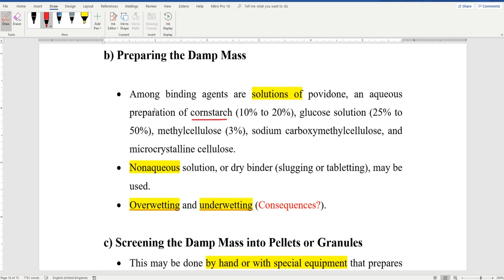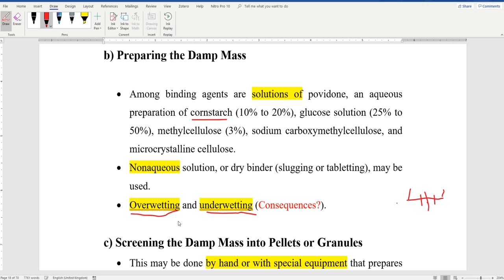Okay, when we intend to prepare the wet mass or the damp mass, you need to be careful of overwetting or underwetting. Overwetting means I'm adding more of the binder solution. Underwetting means I'm adding little of the binder solution. Okay, what will happen if I am doing overwetting? The mass is overwetted. After I wet my mass, and I'm doing overwetting here, and then I want to produce or screen the granules or the wet mass.